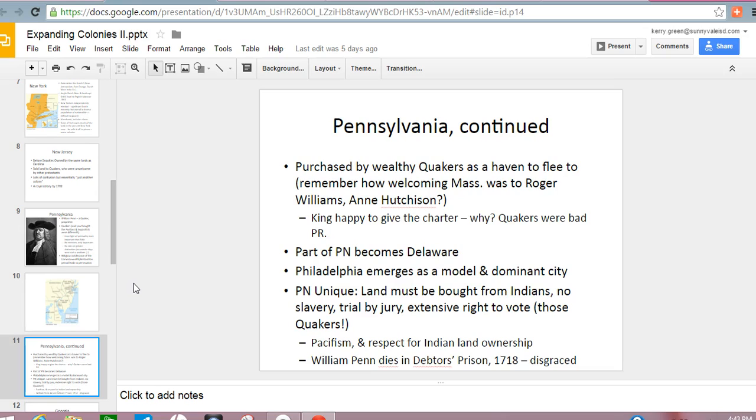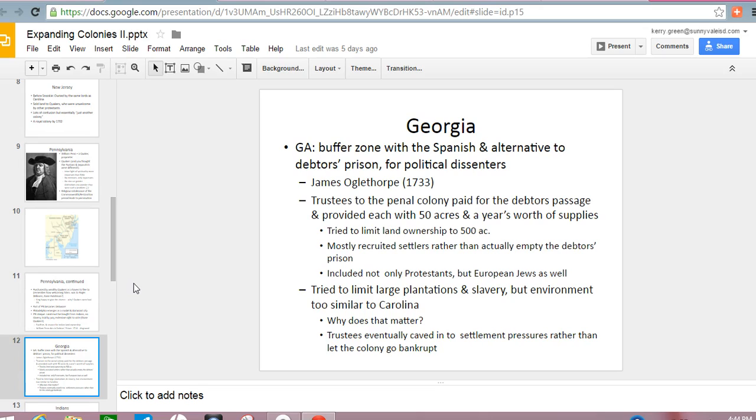Pennsylvania, because they're Quakers, right, they treat Native Americans equally. So they buy the land from the Indians. They have a trial by jury. They have an extensive right to vote. Lots of these very progressive ideas. They believe in pacifism. And so just know that Pennsylvania has a different start than a lot of the others. It's along the same vein as, say, Maryland, in the sense that it was meant as a haven for a certain minority group to escape to. But it doesn't take very long before other people are just coming into Pennsylvania regardless. There is a significant Quaker population there, but they just don't maintain being the majority.